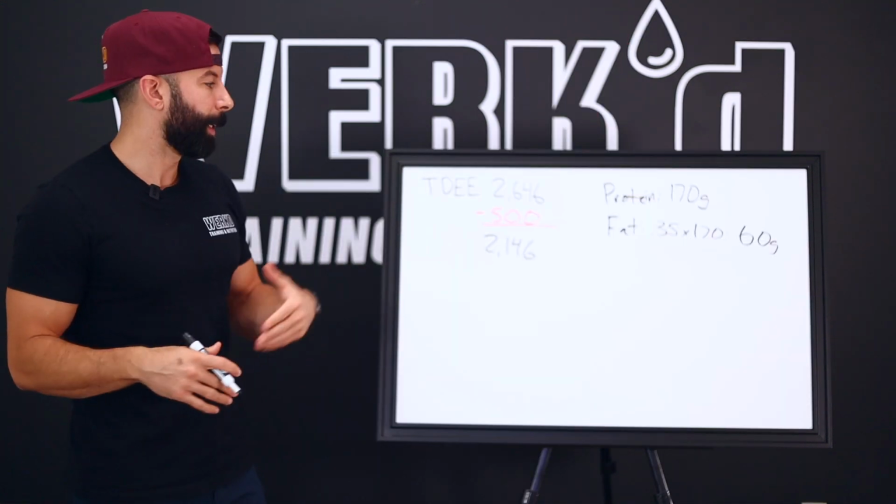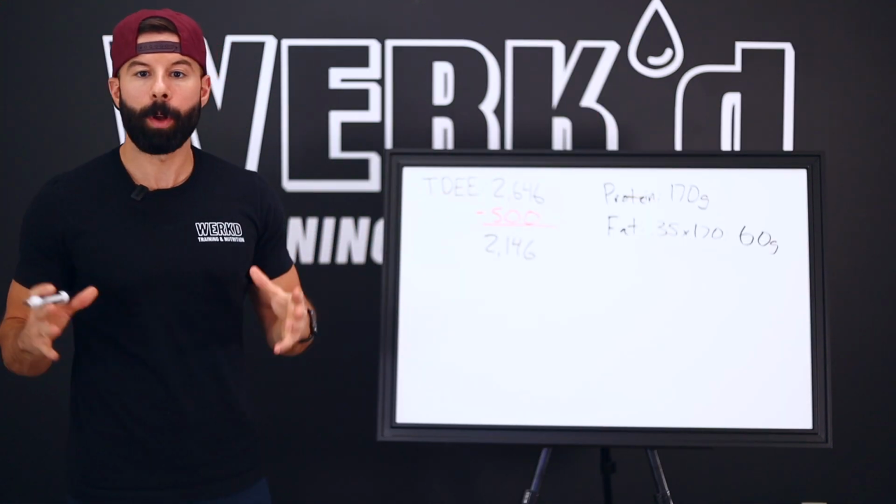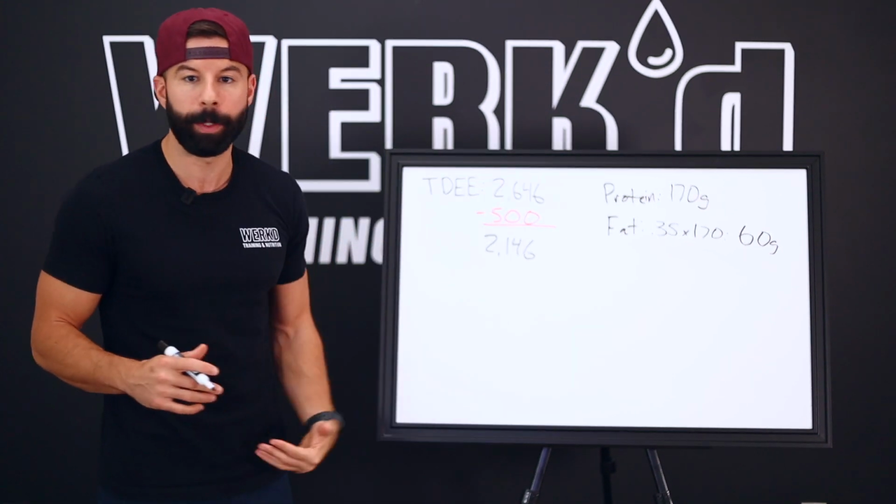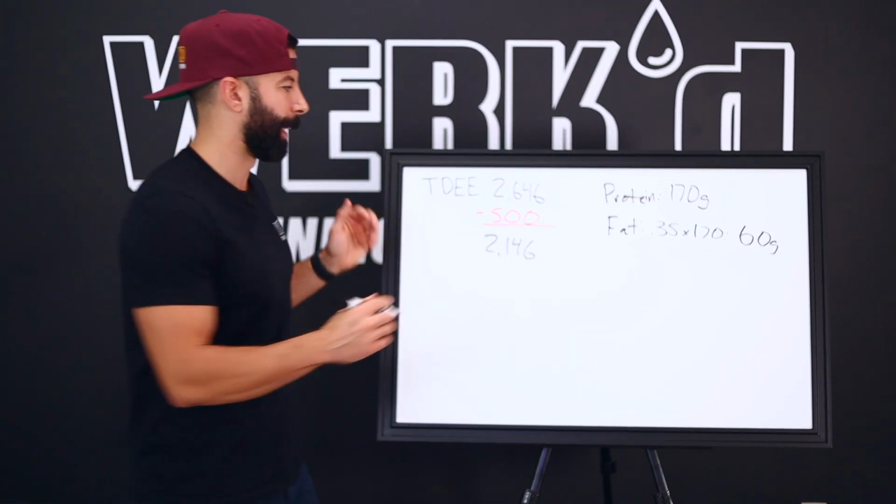So we have our protein and we have our fat. Now all we need to figure out is our carbohydrates, and the easiest way to do this is that we're just going to fill in the carbs with whatever is left.